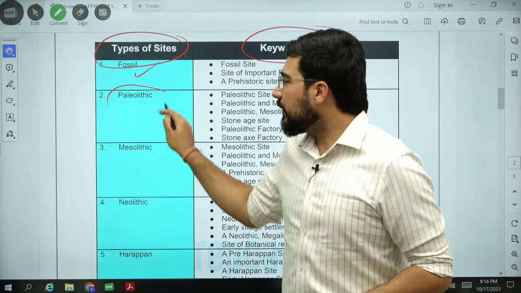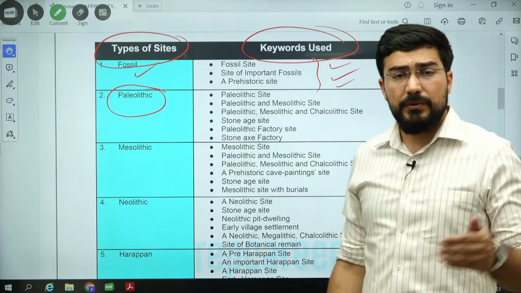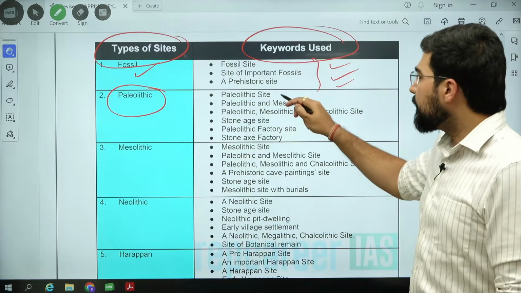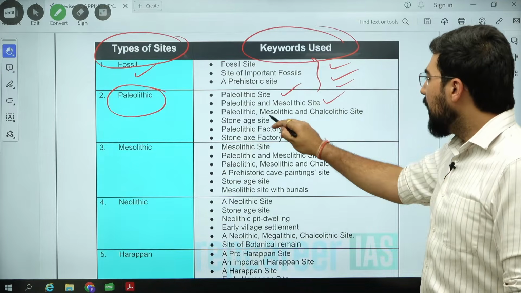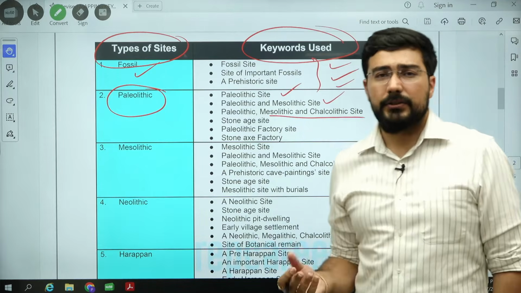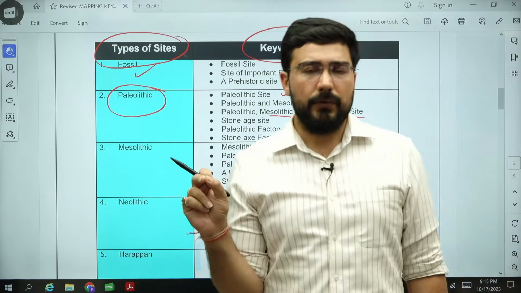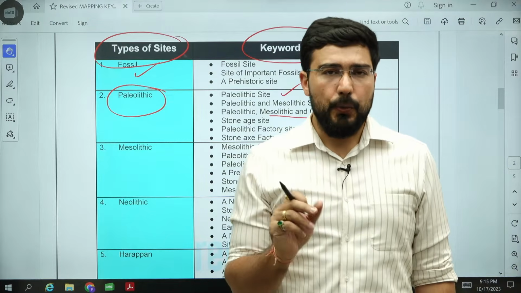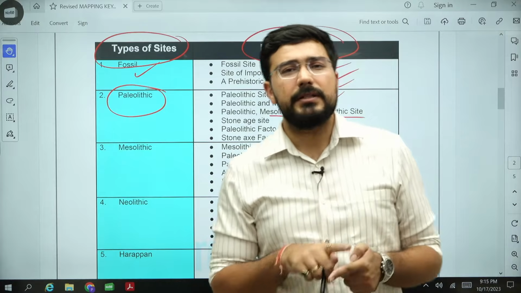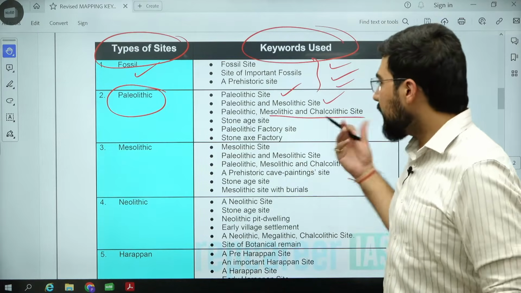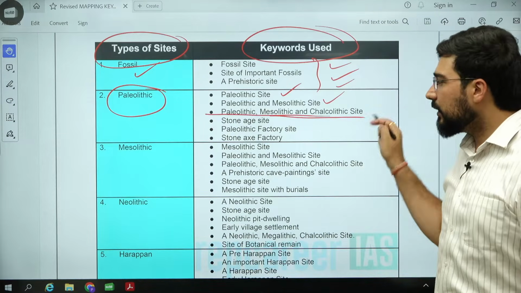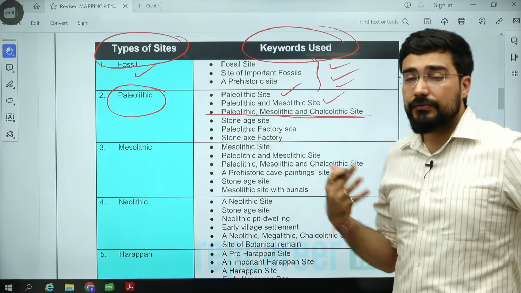Similarly for Paleolithic, sites which belong to the Paleolithic period, they may use Paleolithic site, Paleolithic and Mesolithic, Mesolithic and Chalcolithic sites. This is what is known as cultural sequence. Like if we see Chopani Mando, Upper Paleolithic, Mesolithic and some amount of Neolithic. So for such sites, they can even use this kind of keyword: Stone Age site, Paleolithic factory site.